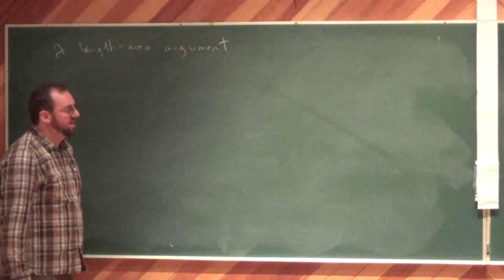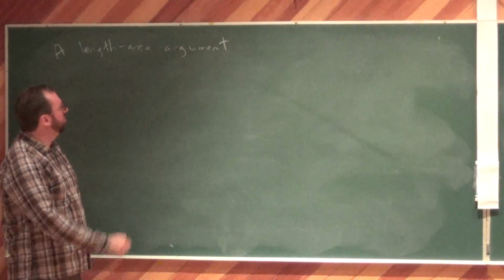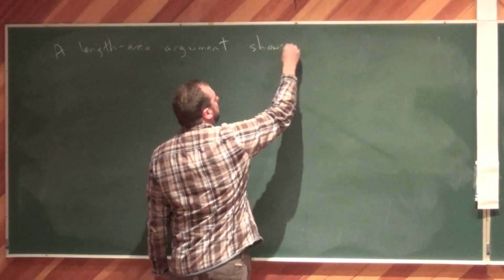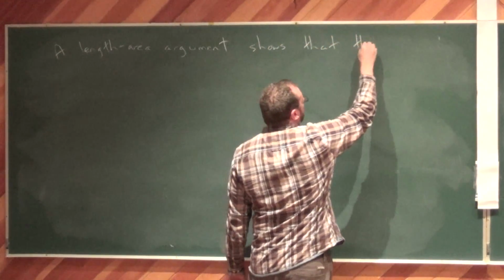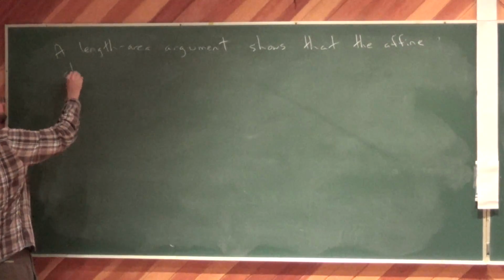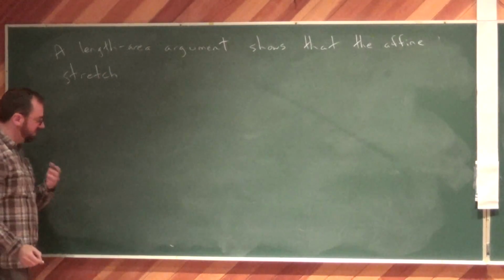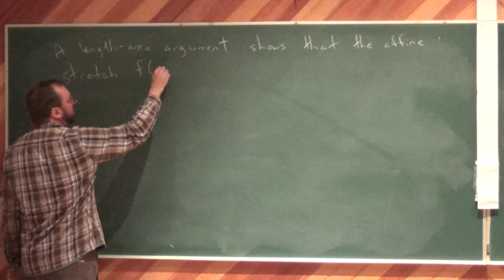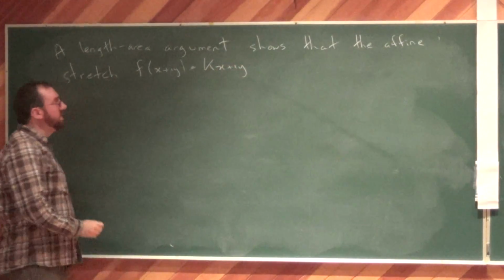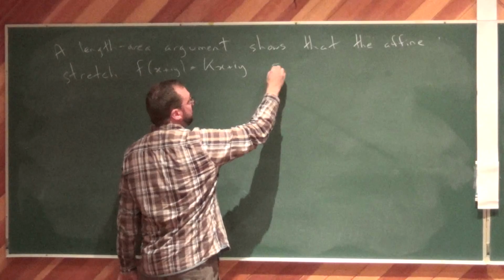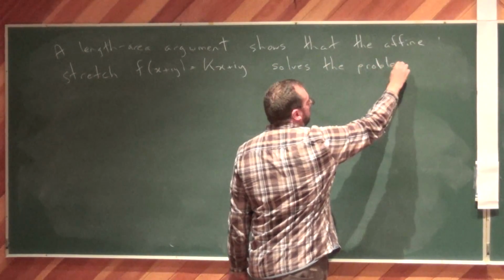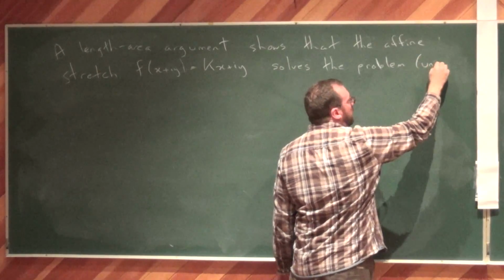So a length-area argument, which I guess I'm not going to have time to go through at the moment, shows that the affine stretch of the form that I've just written here, f of x plus iy equals kx plus iy, solves the problem, and it solves it uniquely.